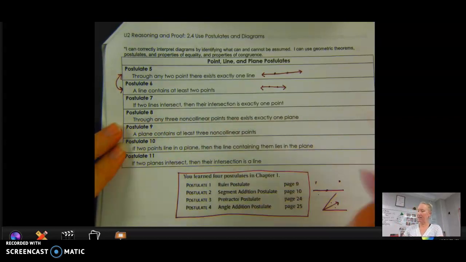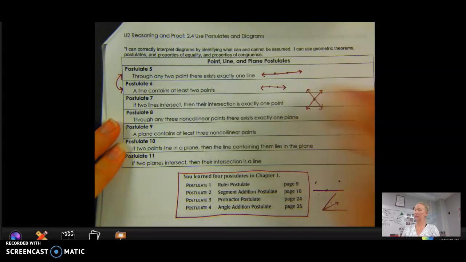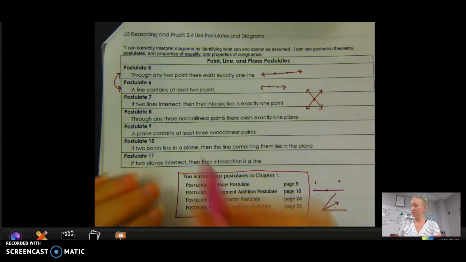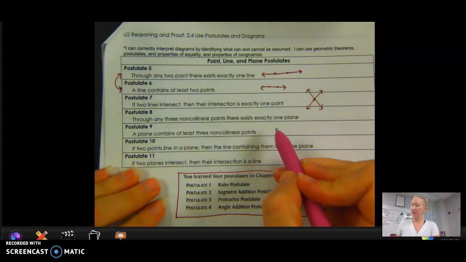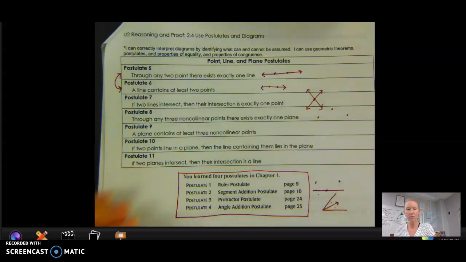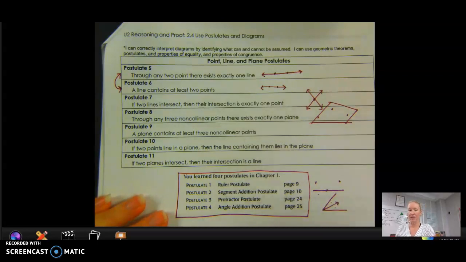If 2 lines intersect, then their intersection is exactly 1 point. So I have a line here, line here, line here, line here. Their intersection is exactly 1 point. The only difference between that, there is one exception, is if I have 2 lines that are on top of one another, they're essentially the same line at that point. So that's why they don't talk about that there. Through any 3 non-collinear points, so non-collinear means that they are not in a straight line, there's exactly one plane. So since there's 3 points, I can make a plane there.